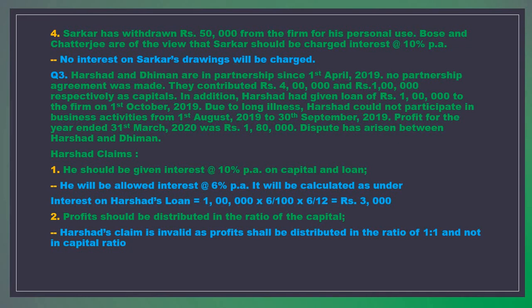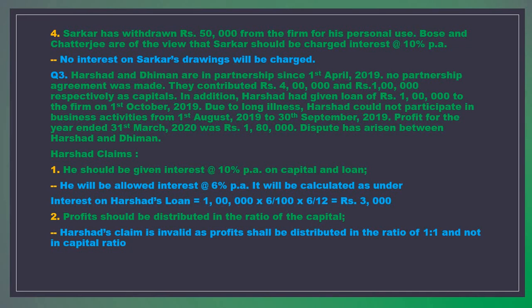Profit for the year ended 31st March 2020 was Rs 1,80,000. Dispute has arisen between Harshad and Dhiman. Harshad claims, first, he should be given interest at the rate of 10% per annum on capital and loan. Here, Harshad's claim is invalid as no interest on capital is allowed in the absence of partnership deed. According to the provisions of Indian Partnership Act 1932, with respect to interest on his loan, he would be given an interest at the rate of 6% per annum.